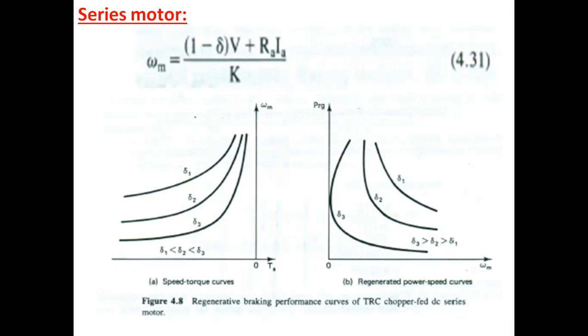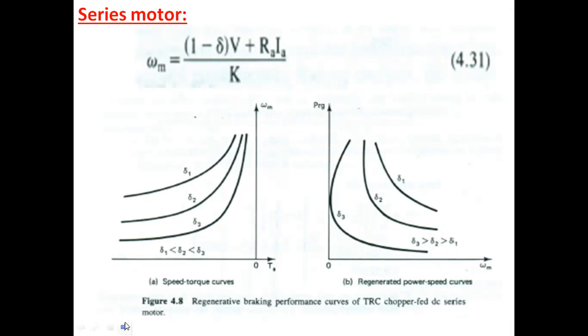So the regenerative braking of a DC series motor is not as simple and not as smooth as that of the separately excited motors. The main problem is that there will be a difficulty in initial buildup of voltage and there will be poor stability. So this is all about series motors.